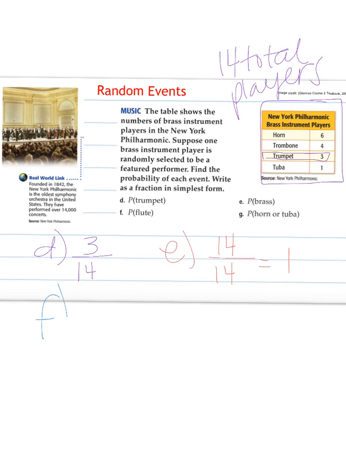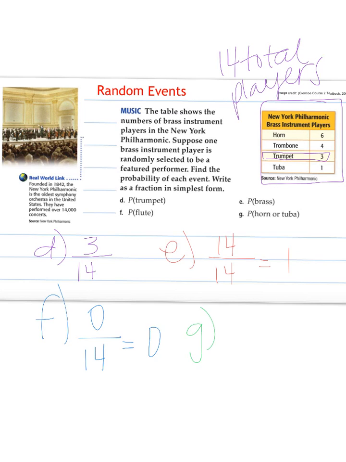Next one, the probability of it being a flute player. Well, if we look through, there are no flute players, and there's 14 total, so the probability of it being a flute player is 0. It is not possible to pick a flute player to be the featured performer.